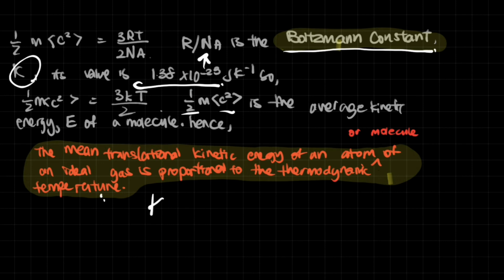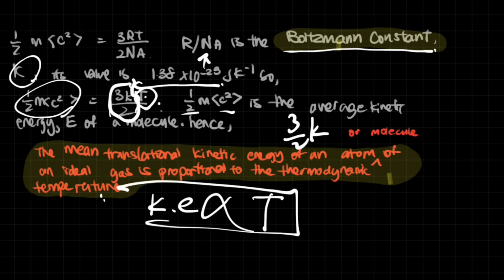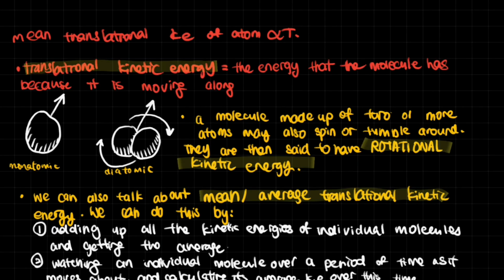We get that KE is directly proportional to the temperature. This whole thing, 3/2 k, is a constant. These are variables. So basically, we say that these are directly proportional to each other. That's the conclusion. Okay, so we're almost done.